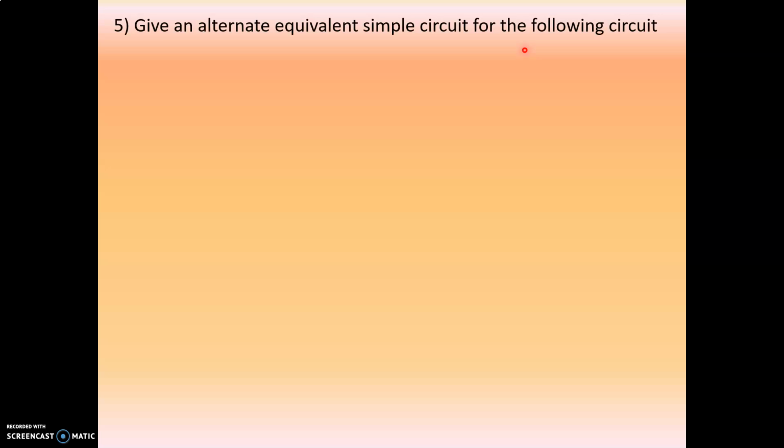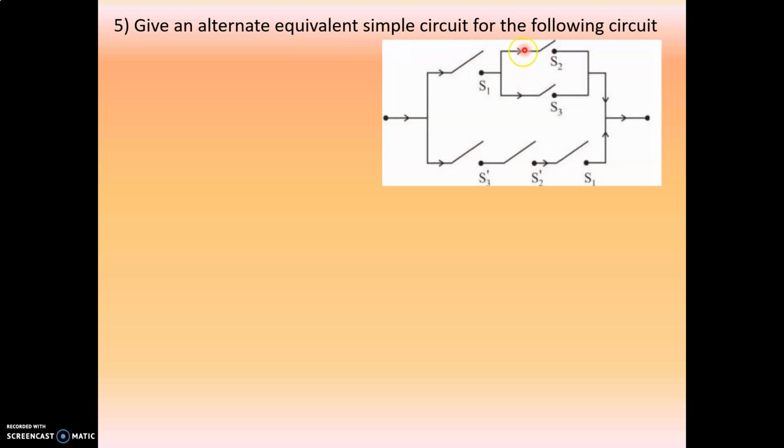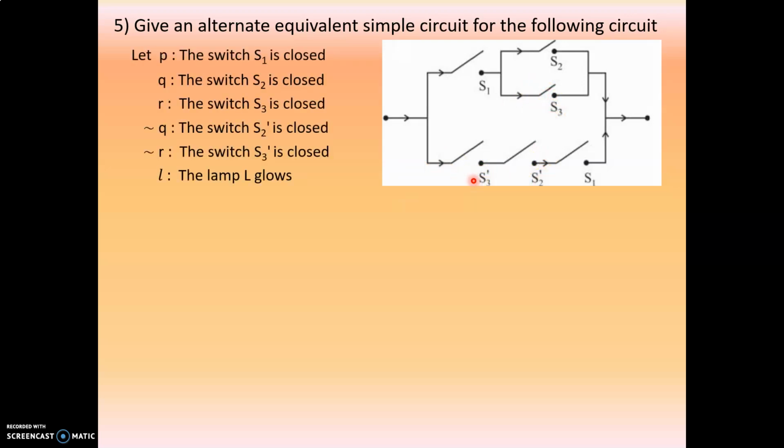Next question: give an alternate equivalent simple circuit for the following circuit. So here in this question S1, S2, S3, S2 dash, S3 dash are given. So P, Q, R, negation Q, negation R, L you have to describe like this. Then the symbolic form of this is P and, inside the bracket, you can put Q or R, and these switches are connected parallelly to the other set of switches.